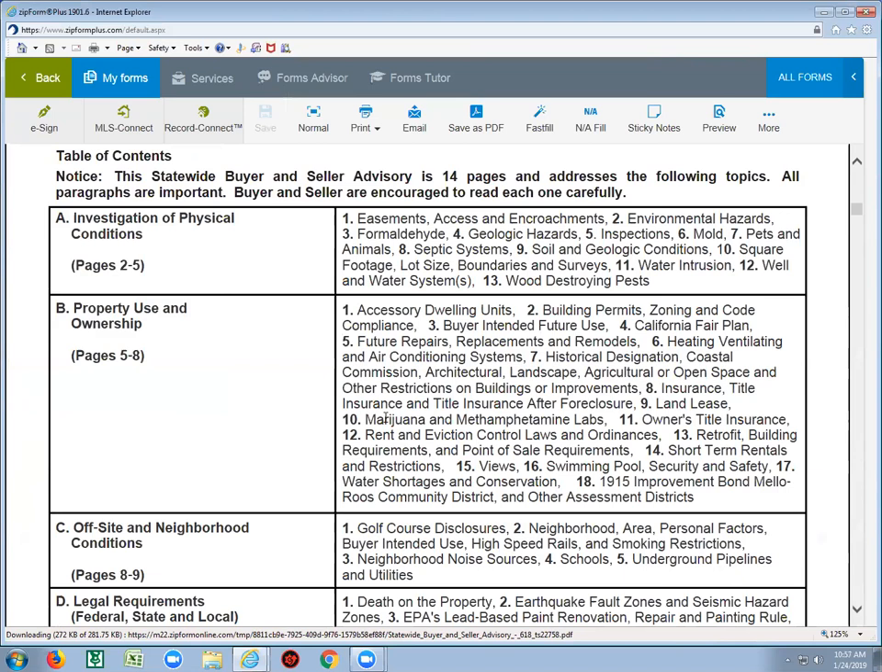And also insurance, title insurance and title insurance after foreclosure. Number 9, land lease. Do you see anything on the land lease here? Some of them, Arcadia, Santa Ana. Land lease means you buy the house, but you don't buy the land. The land is leased. You don't own the land. The land is owned by someone else.